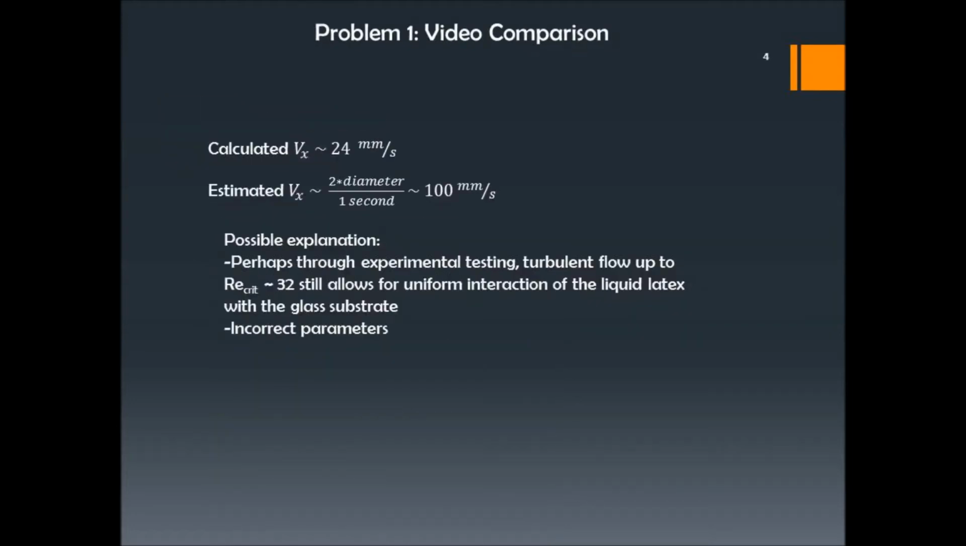Just from an offhand calculation from the video, I saw it move 2 times the diameter of one of those cylinders in about a second, which gives me an estimated velocity of about 100 millimeters per second, assuming that the width of those condoms is 50 millimeters as listed on the manufacturer's website. And so this is about 4 times our velocity. So one explanation could be that perhaps through experimental testing, maybe they needed a higher run of condoms. A turbulent flow up to a critical Reynolds number of about 32 still allows for uniform interaction of the liquid latex with the glass substrate.